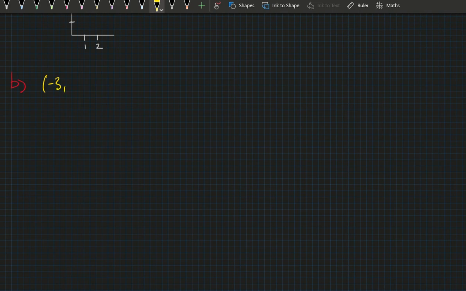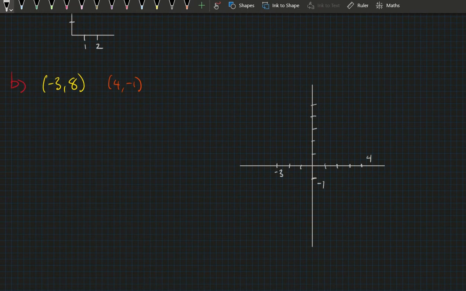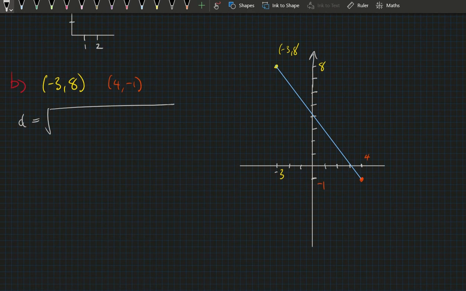Here the 2 points are (minus 3, 8) and (4, minus 1). Let me quickly draw a graph and place these points on it so we can have an idea of what we're trying to do. Alright, to get back into the algebra, the distance between these 2 points is equal to the square root of (x2 minus x1), in this case that is (4 minus minus 3) all squared, plus (y2 minus y1), which in this case is (minus 1 minus 8) all squared.